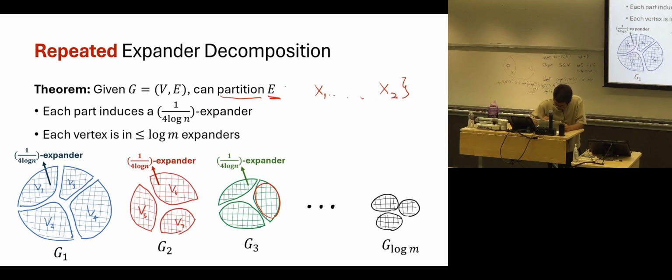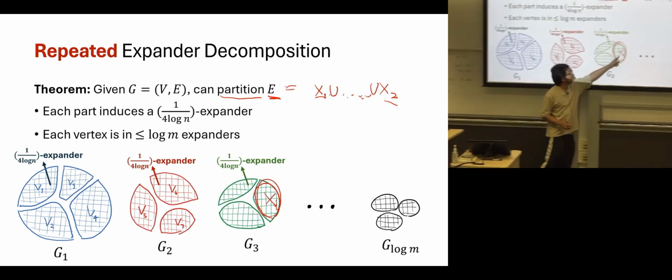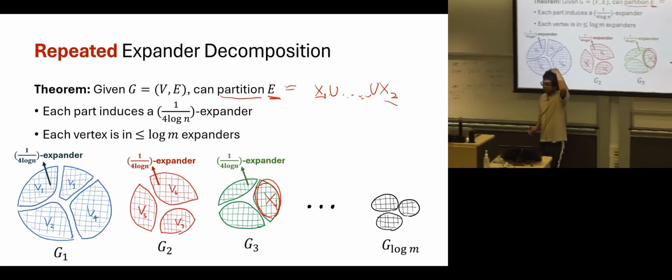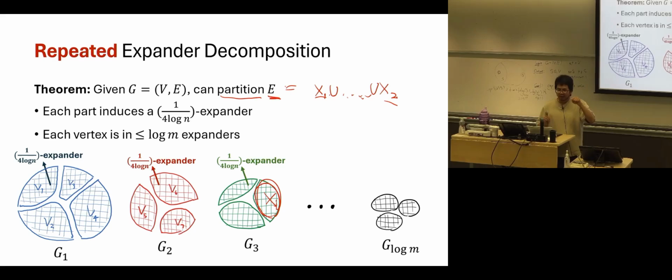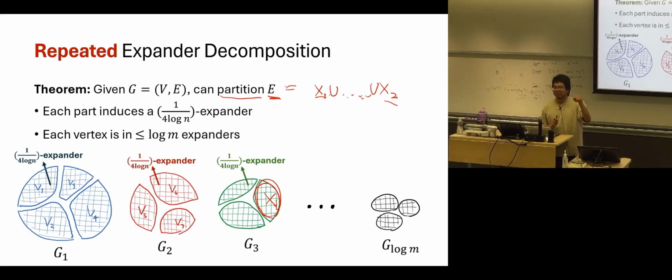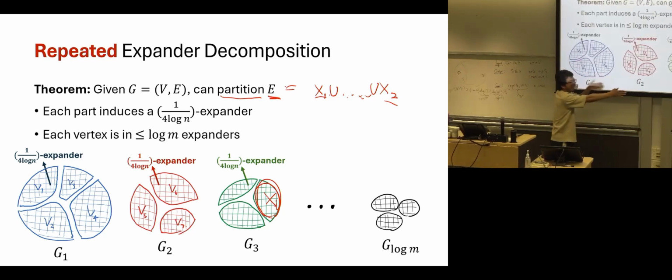The edge set here is partitioned into many parts, and each part here, xi, is an expander. It's a one over log expander. And we also know that each vertex will appear in at most log m expanders, just because there are log m many graphs here.